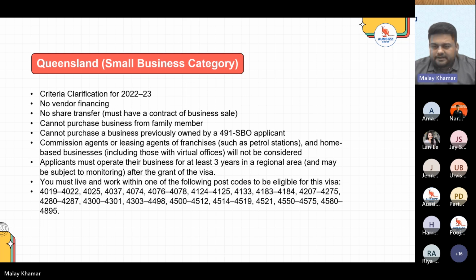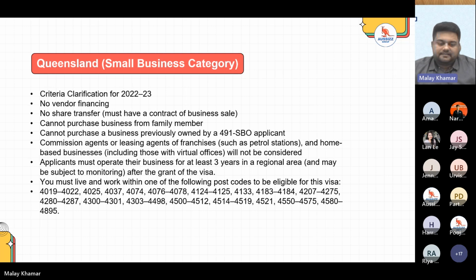You cannot use a business outside of the regional area, so you must look for a business in the regional area. Additionally, you can use the franchise option, but petrol stations are not part of the franchise option, and a home-based business is not going to help you either. You need to have a physical office for the business to meet the criteria for the small business category. Additionally, I have given you particular postcodes as well. You can look at these postcodes and try to buy a business in those postcodes to be eligible for the small business category.